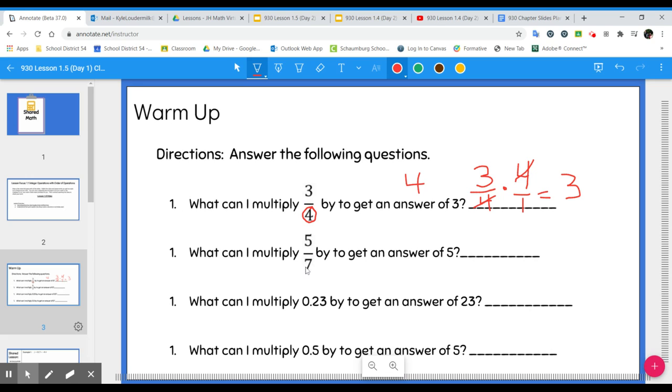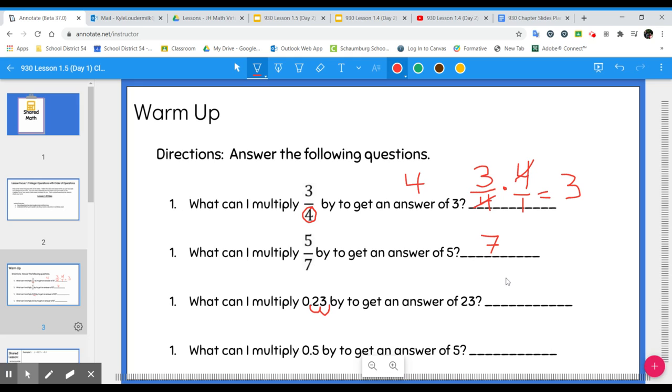Well, going along those same lines, if I multiplied by the denominator, the numerator would be left. So the answer here is I would multiply by 7, which is the denominator. What could I multiply 0.23 or 23 hundredths by to get an answer of 23? Well, what you're trying to do there is move the decimal place 2 places to the right. And if you know anything about decimals, you're just multiplying by multiples of 10 to get to an answer of 23.